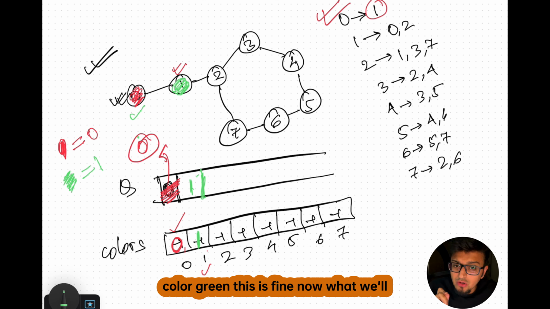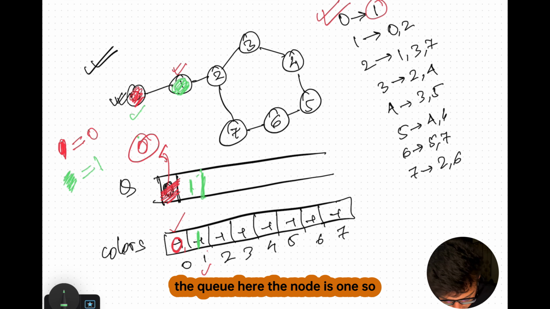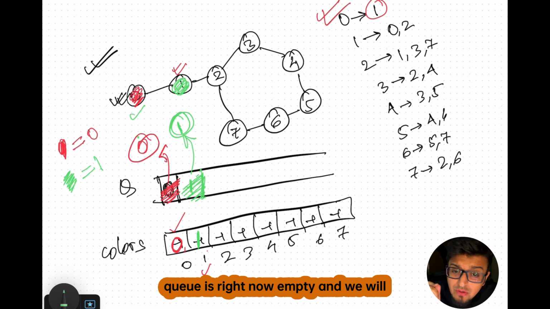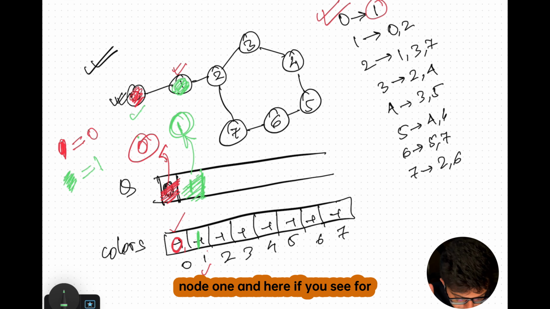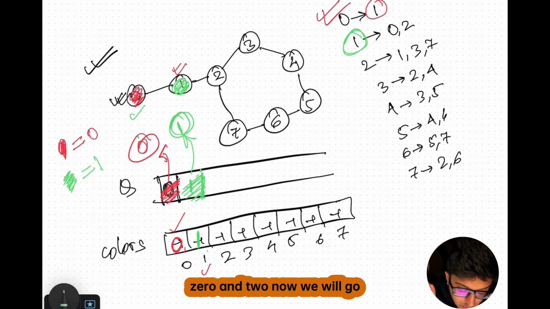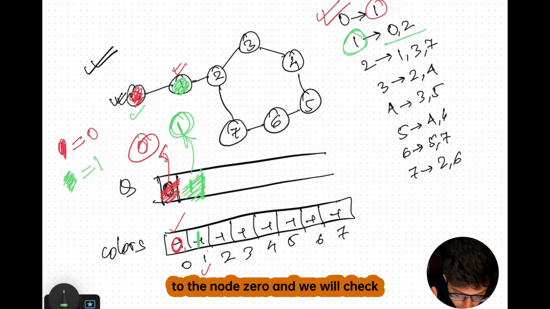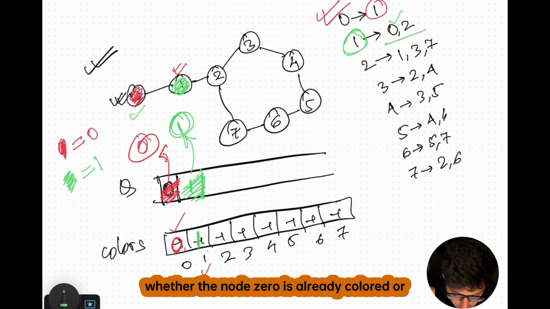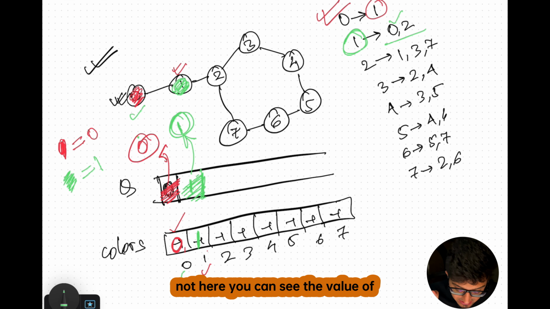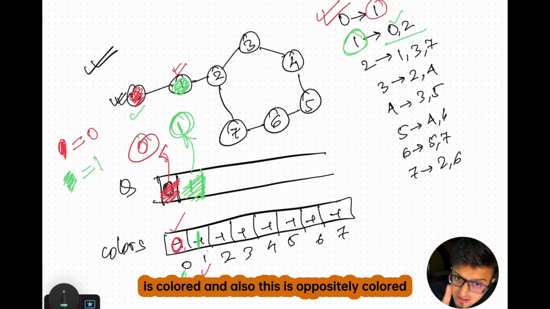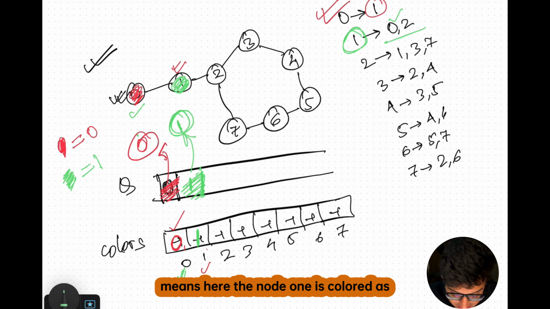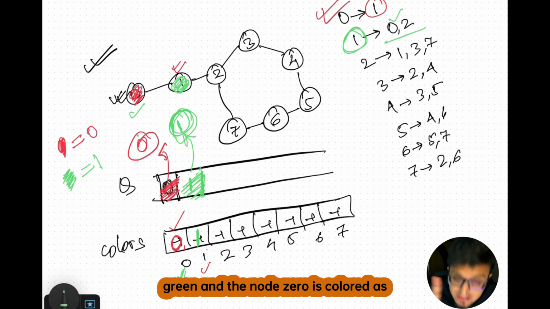This is fine. Now we will pop out this element from the queue. Here the node is 1, so the queue is right now empty, and we check the neighboring nodes of node 1. If you see, the neighboring nodes of node 1 are 0 and 2. Now we go to node 0 and check whether node 0 is already colored or not. Here you can see the value at this index is not -1, meaning it is colored, and also it is oppositely colored, meaning node 1 is colored green and node 0 is colored red.